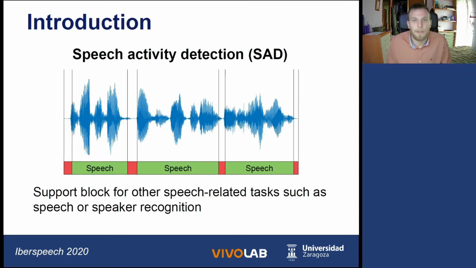So, speech activity detection is a task that aims to correctly identify those audio segments containing speech. This is an auxiliary task that works as a support block for many other speech-related tasks, such as speech or speaker recognition, for example. An accurate speech activity detection can help improve the accuracy of those speech-related tasks.